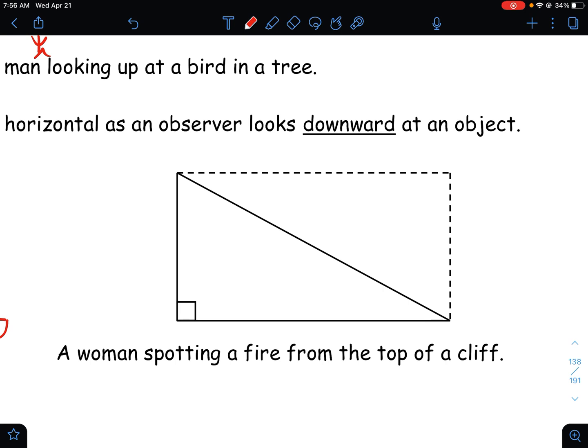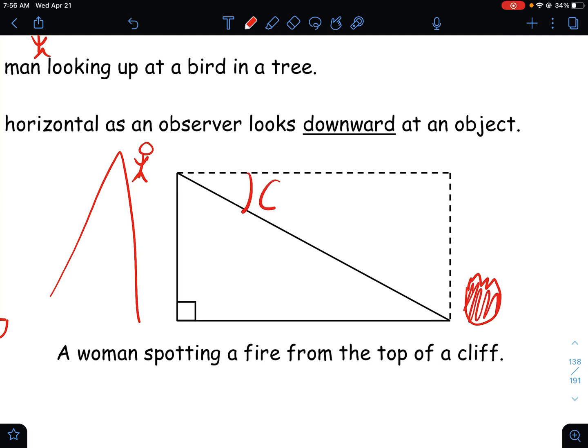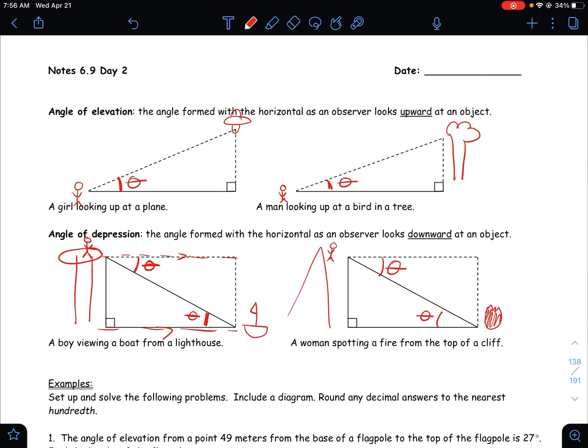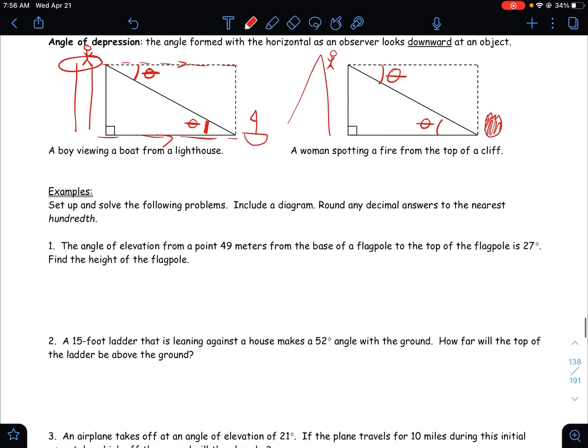Let's see. We had a woman spotting a fire from a cliff. So let's draw she's on a cliff, and there is a raging fire. So this would be your angle of depression. And you can, of course, reflect it there. So keep that in mind. We'll be referencing these beautiful pictures of art that I drew here. So let's go ahead and try some of these problems.